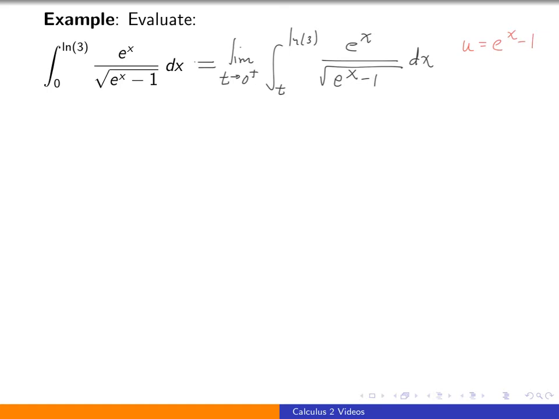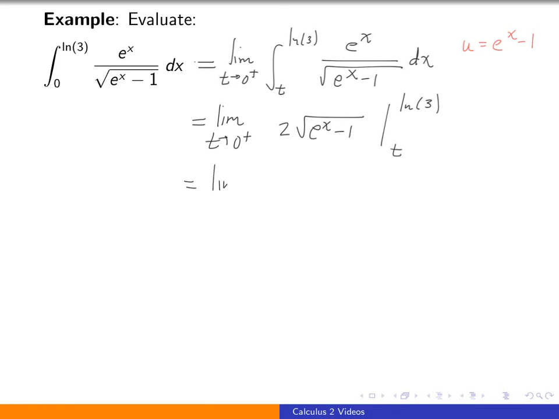However, without actually going through all the details, let's just write down what this antiderivative will be. So in terms of the u substitution, it would be 1 over the square root of u, whose antiderivative is 2 square roots of u. So it would be 2 square roots of e to the x minus 1, evaluated from t to the natural log of 3. And of course, one could go through and verify with the substitution, or check this via a differentiation using the chain rule.